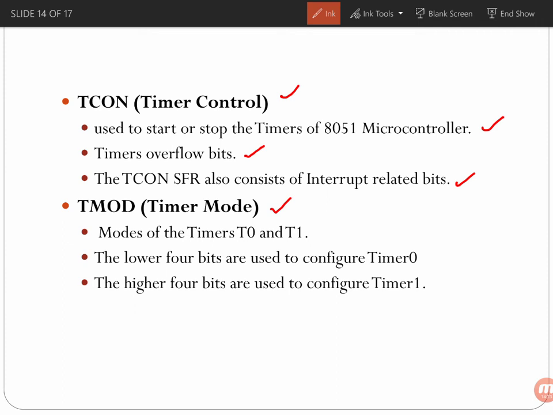Next, TMOD. The TMOD or timer mode register is used to set the operating modes of timer 0 and timer 1. You know that there are 4 modes: mode 0, mode 1, mode 2 and mode 3. Mode 0 is 13-bit mode, mode 1 is 16-bit mode, mode 2 is auto reload and mode 3 is split timer mode. The lower 4 bits are used to configure timer 0 and the higher 4 bits are used to configure timer 1.